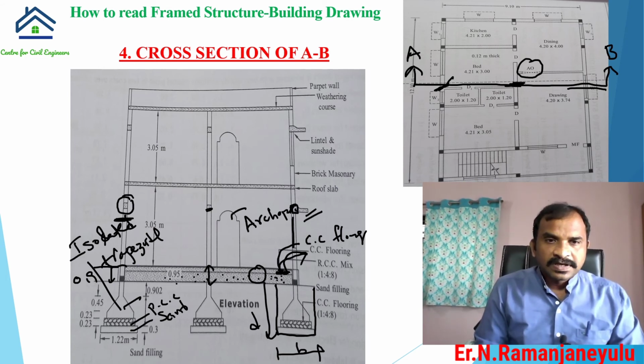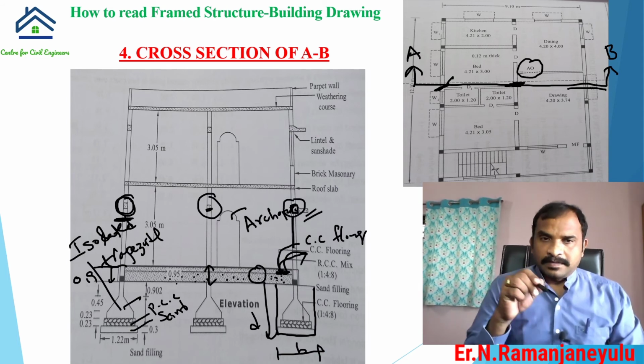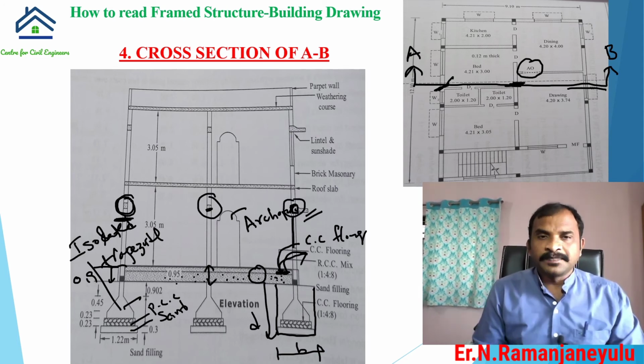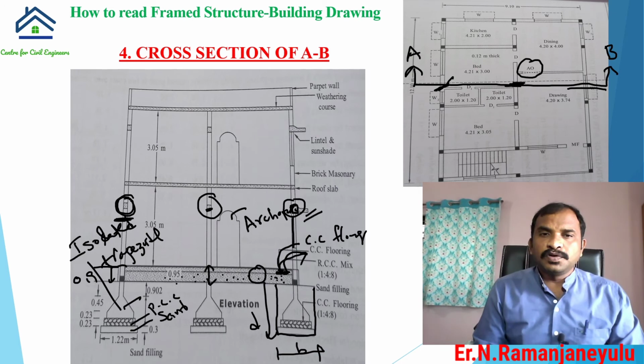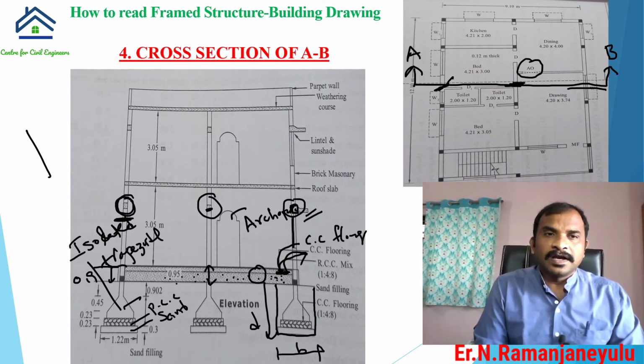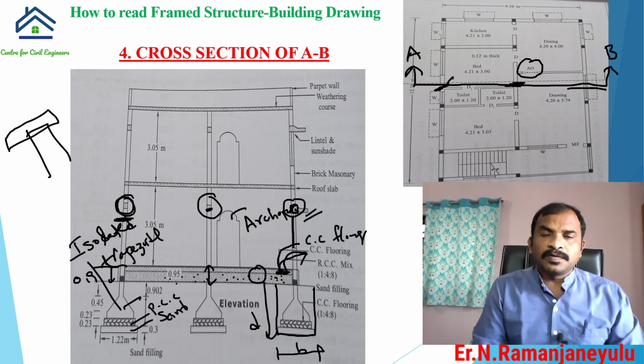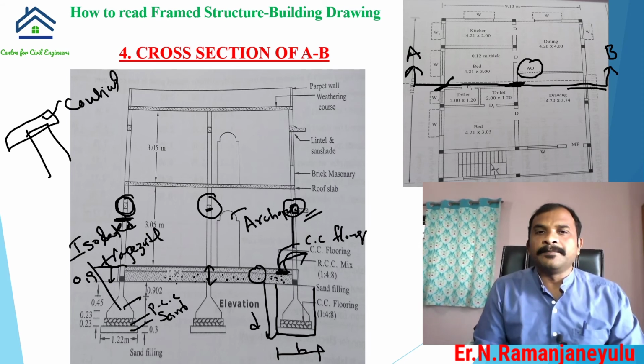Whenever we show this portion, this is called continuous lintel. Lintel is provided at door level. Sometimes people construct lintels only above the openings. Such types of lintels are cut lintels. If you construct lintel throughout the building, it is continuous lintel.